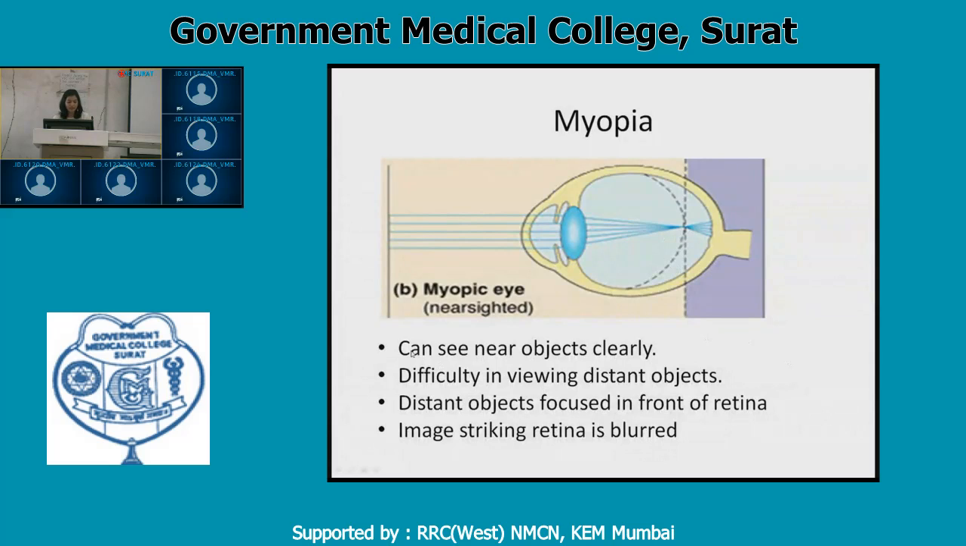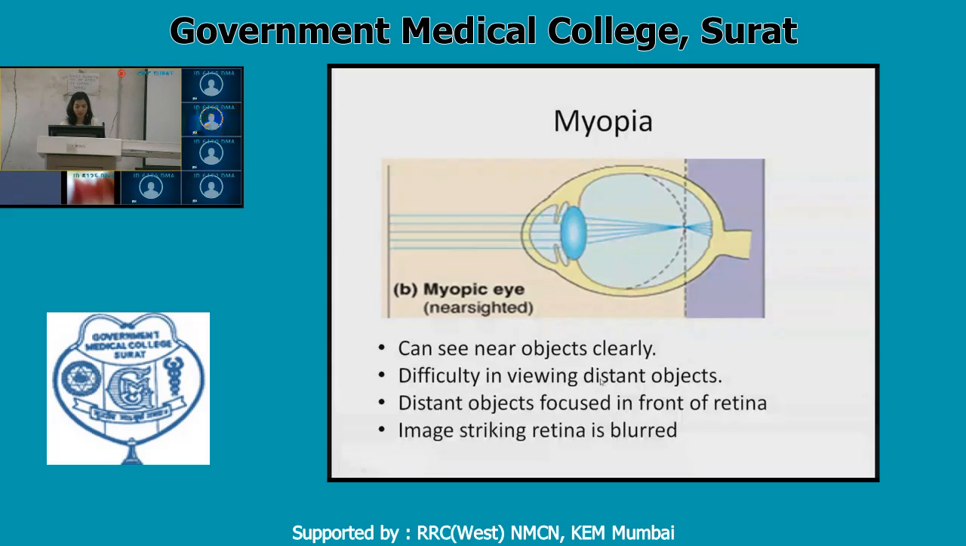Such persons can see near objects clearly. They don't have any problem seeing nearby objects, but have difficulty viewing distant objects. You must have noticed many students or small kids having problems viewing the blackboard from the back benches. That is because of myopia, or nearsightedness. They have difficulty viewing distant objects, which are focused in front of the retina. And the image formed on the retina, because of this scattering of light, is blurred. So when they see distant objects, the image will be blurred.